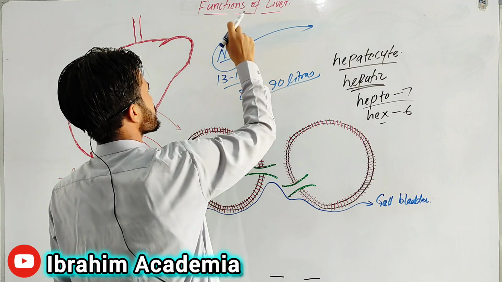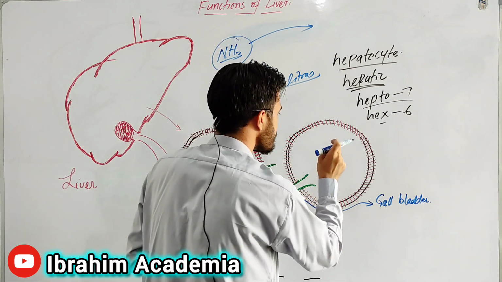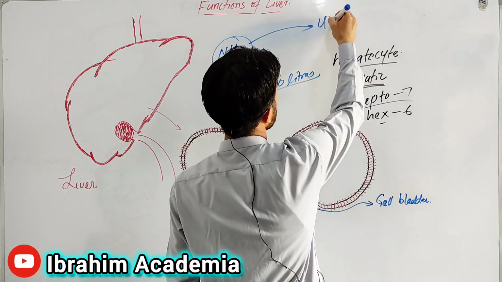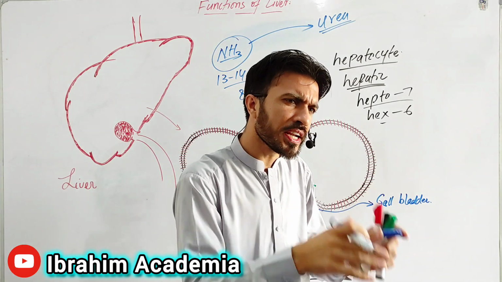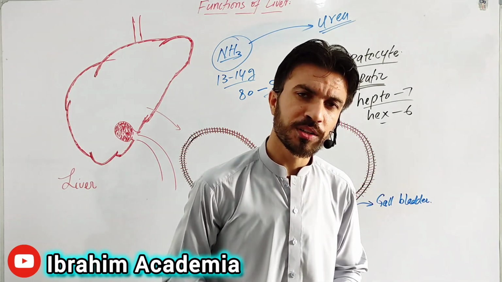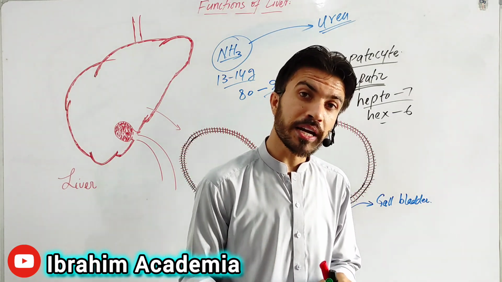What happens in the urea cycle? This NH3 molecule is converted, inside the hepatocytes, inside the liver cells, to another less toxic molecule which is called urea. This urea then enters the bloodstream and reaches the kidneys, where it is filtered from the blood and excreted in the form of urine. This is a cycle that the liver performs. The urea is made in the liver.